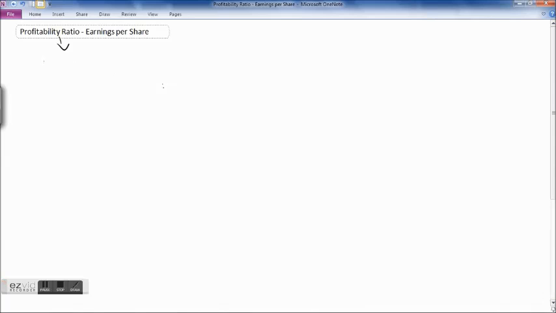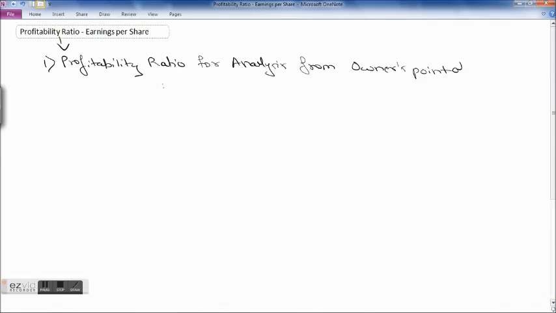So this earning per share is a profitability ratio for analysis from the owner's point of view. Okay, so this is basically for analysis from the owner's point of view. Now what is the formula for the earning per share?